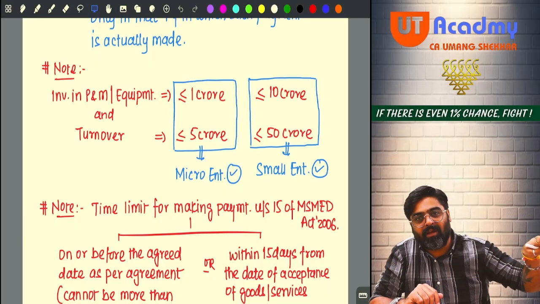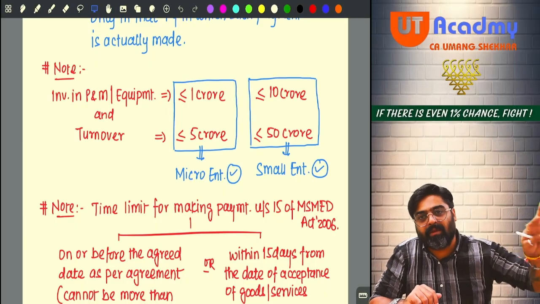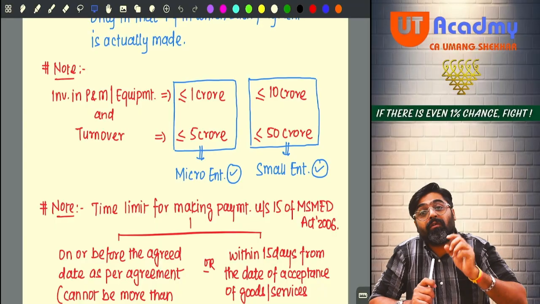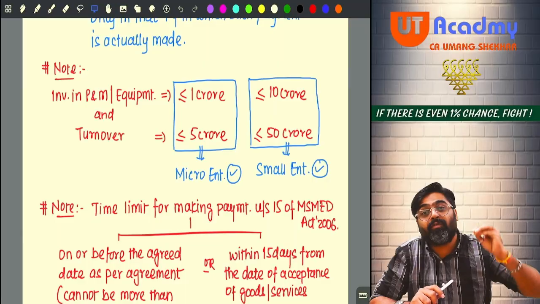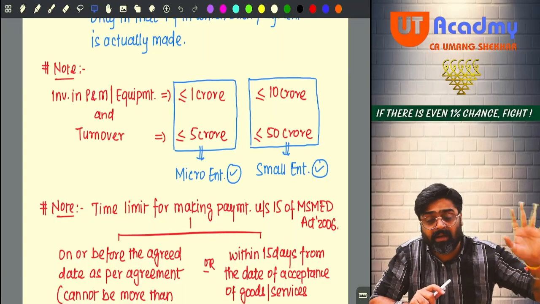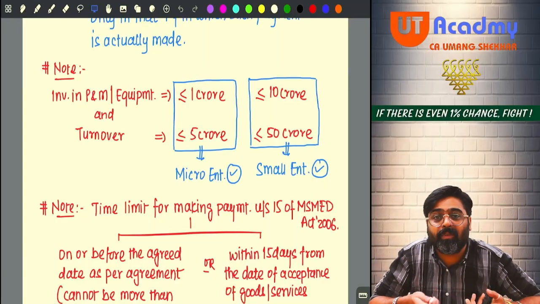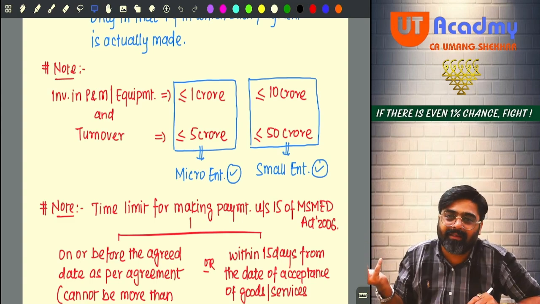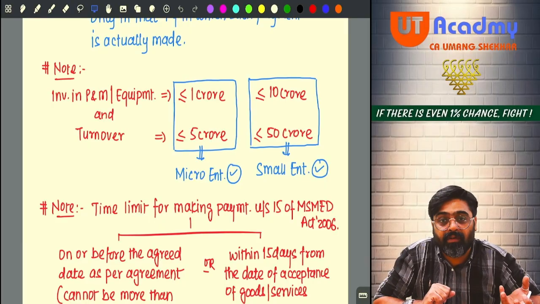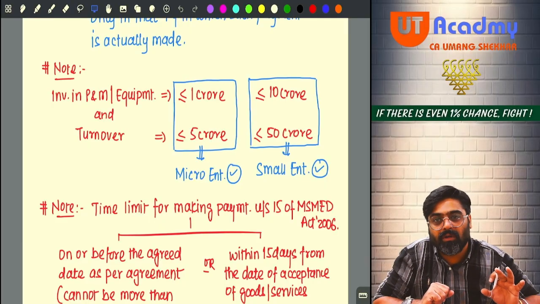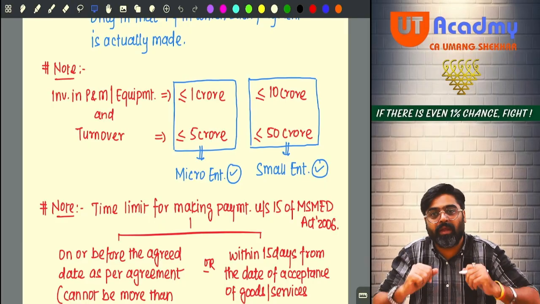The MSMED law says we should make the payment within this time. Okay, we will face the penalty, the fines, the consequences under the MSMED Act, but still the expense is allowed under the Income Tax Act. So the entire purpose of making that law was getting defeated, and also these enterprises were not growing.